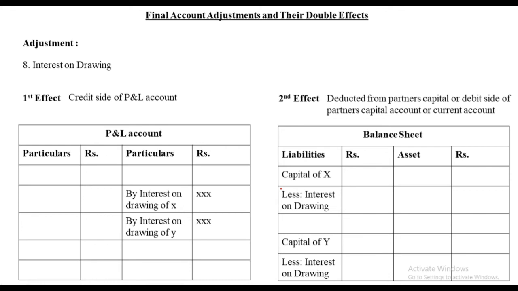One has to note that interest on drawing will always be calculated at half yearly unless otherwise mentioned. So always remember, whenever you're calculating drawings, it will always be half yearly. So whatever is the amount of drawing which you have found, if they haven't given you directly, if they give you a percentage form, always take half yearly. That is adjustment number 8.